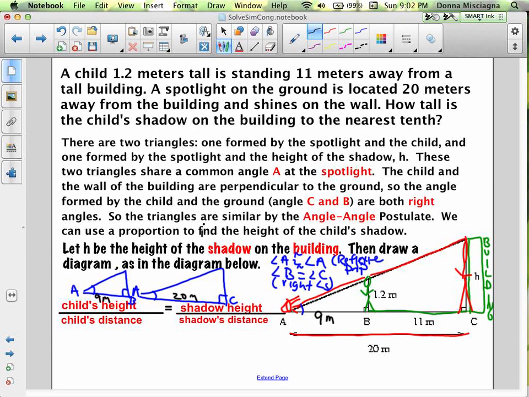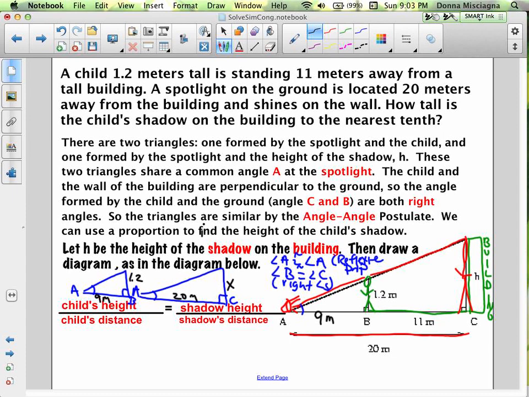Then we need the height of the child and the height of the shadow. The height of the child is 1.2 meters. The height of the shadow is unknown. All right, and now we've set up our similar triangles. Make sure you're only using measurements in triangles, not in trapezoids. 11 is a measurement in a trapezoid. All right, so now let's solve.